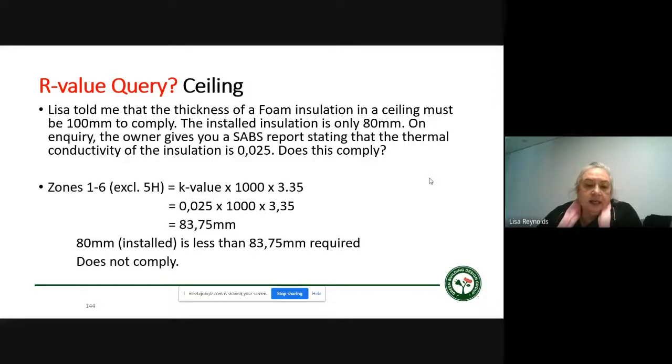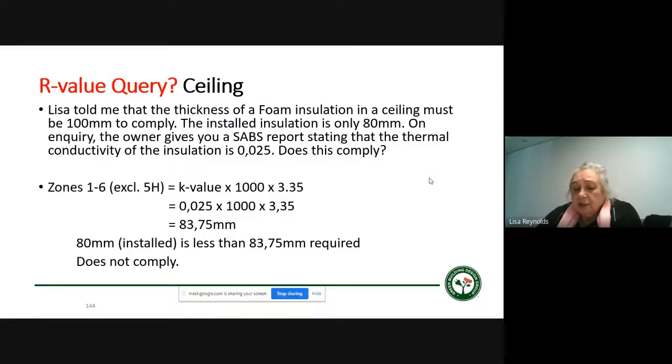Let's say that the zone is zone 1, or 1 to 6. In zone 1, we need an intervention R value, so the insulation R value, of 3.35. The rest of the ceiling component adds up to the 3.7 that's needed. They've given us the K value from an SABS report, and it says that the K value is 0.025. So you take 0.025 times 1,000 to convert meters into millimeters, times 3.35, and we get an answer of 83.75. So the question is, 80 mm is installed, which is less than 83.75, which does not comply.